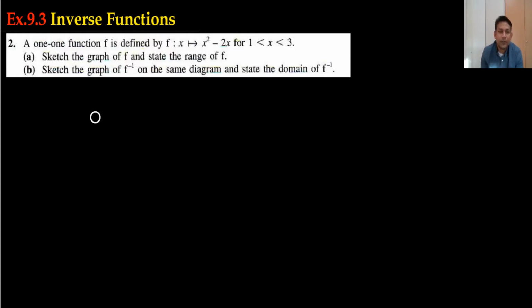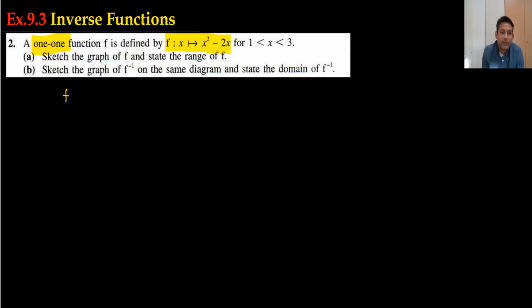Exercise 9.3 question number 2. Before starting this question number 2, I would like to request everyone to please watch the first video of 9.3, so that you can understand what an inverse function is and how we draw the sketch of an inverse function. Okay, so let's start. Please remember, for the inverse function we always need a 1-to-1 function.